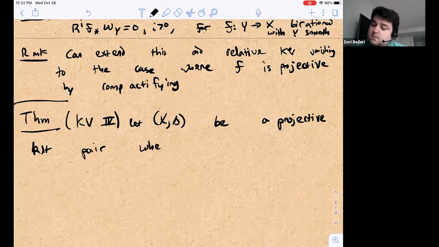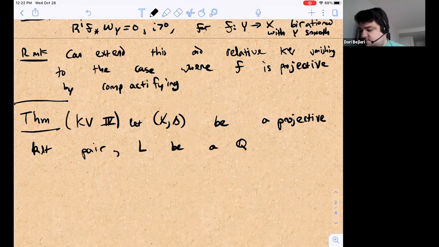Well, I guess I should be a little more formal. Let L be a Cartier divisor. Actually, here we're going to prove it for the Cartier case, but we can weaken it a bit.